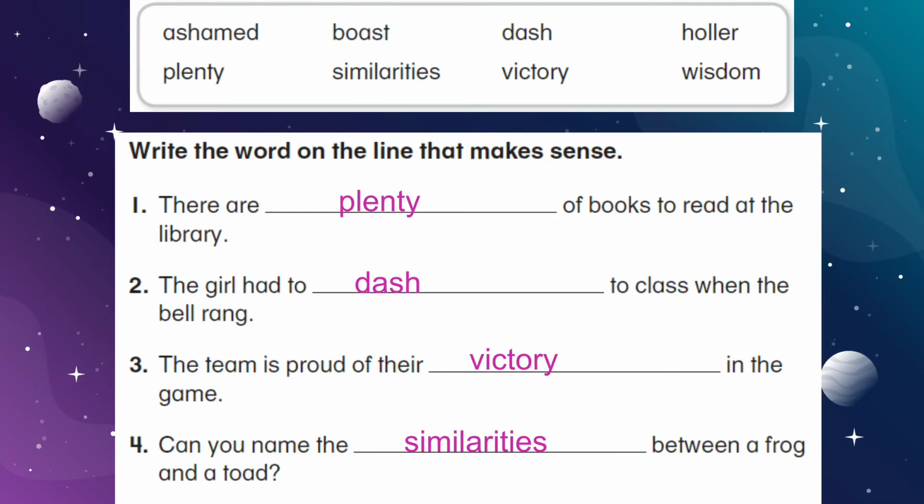4. Can you name the blank between a frog and a toad? The what? What is a frog and a toad? Can you name the wisdom, the holler, the similarities? Because they're very similar.